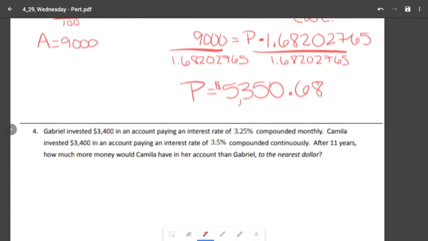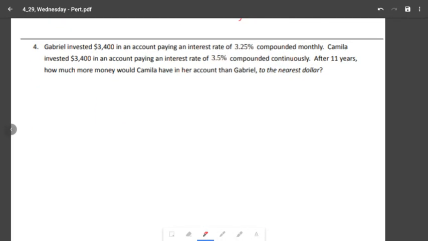All right, last question. It says Gabriel invested $3,400 in an account paying an interest rate of 3.25% compounded monthly. Camilla invested $3,400 in an account paying an interest rate of 3.5% compounded continuously. After 11 years, how much more money would Camilla have in her account than Gabriel to the nearest dollar?